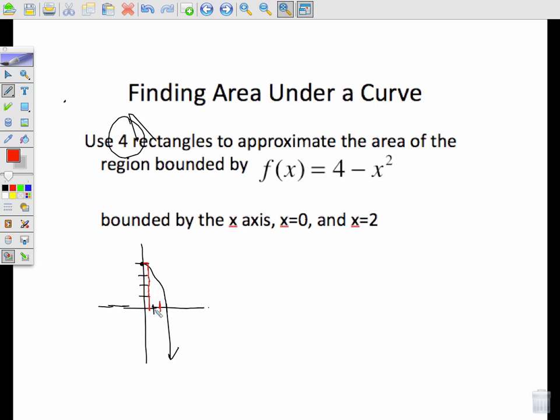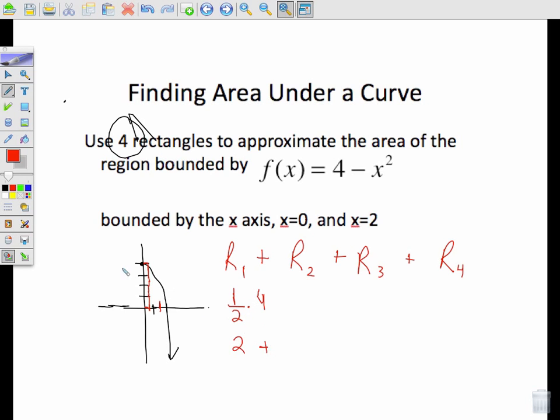So I'm going to have my first rectangle, rectangle number 1, plus rectangle number 2, plus rectangle number 3, and plus rectangle number 4. Rectangle number 1 is this first one right here. It's going to be red, so my dimensions are the length is 1/2 and the height is 4. So 1/2 times its height, 4, which is 2.